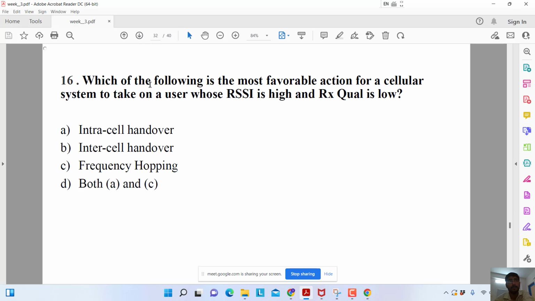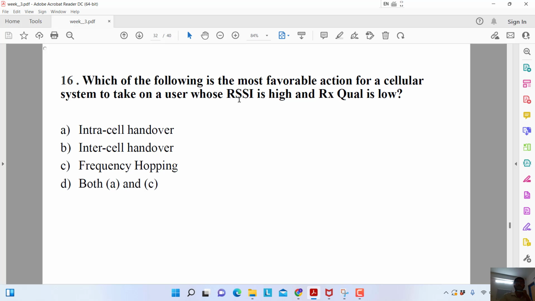Question number 16: which of the following is the most favorable action for the cellular system to take on a user whose RSSI is high and receive quality is low? RSSI is high, meaning we are near the base station. Receiver quality is low, meaning we are getting high interference. For this scenario, how do we maintain the quality of the users?